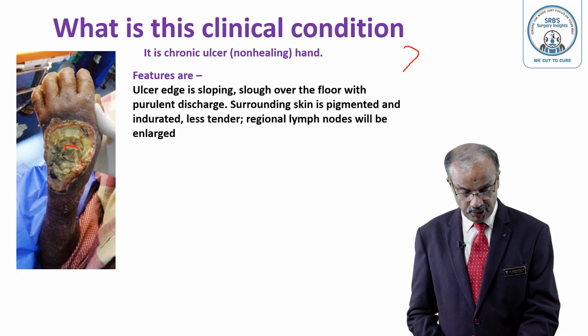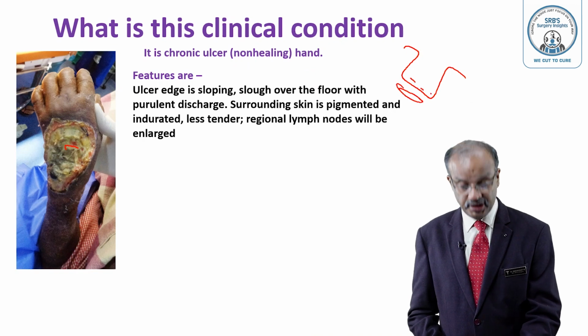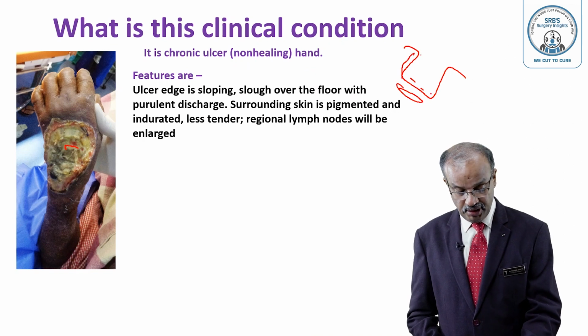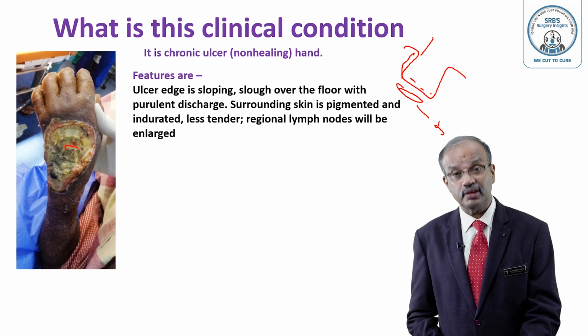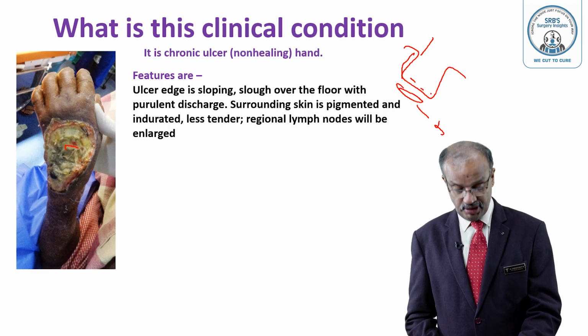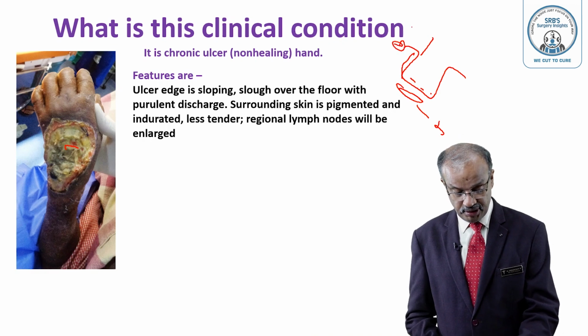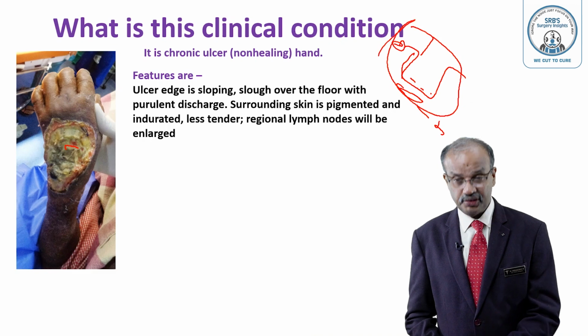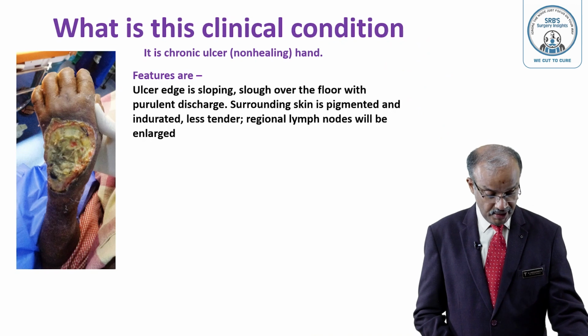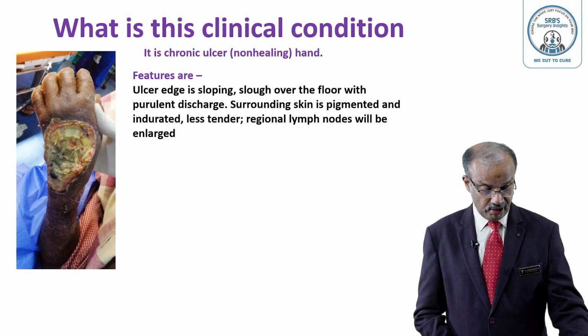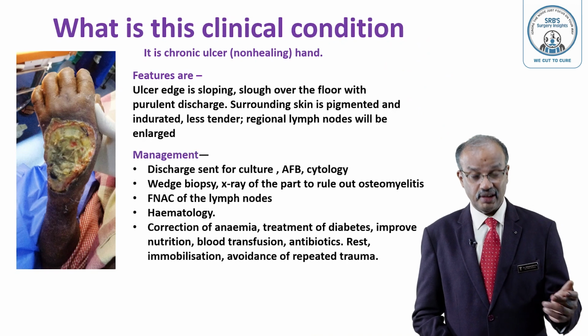So ulcer, all of you know the parts of the ulcer. This is the base, this is the floor which you can see, this is the edge, this is the margin. Base is felt, not seen; floor is seen and felt; edge is seen and felt; margin is seen. This is the surrounding area. These are the parts of the ulcer: base, floor, edge, margin, surrounding area. All of you know this clinically. Regional lymph nodes may get enlarged. You should always examine. Here it is the axillary lymph node.